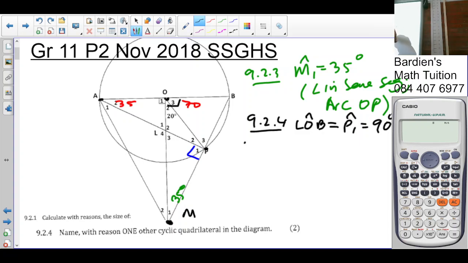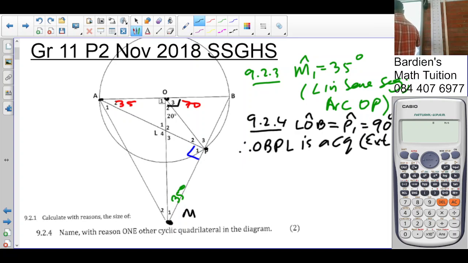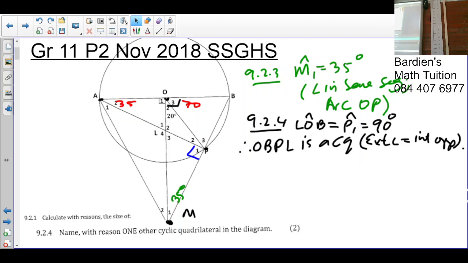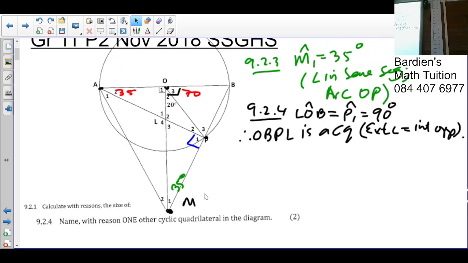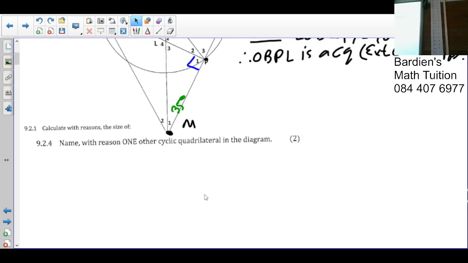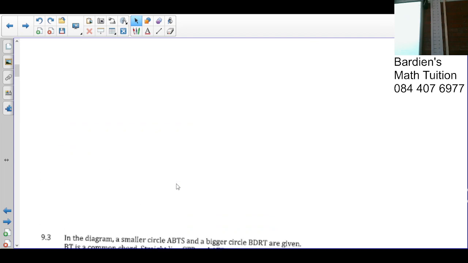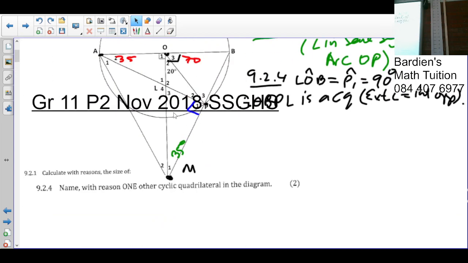Proven 90 now. So therefore, OBPL is a cyclic quad. Why? So the exterior angle equals the interior opposite angle. Just remember, when you're proving something is a cyclic quad, in this case do not say in your reason cyclic quad, because I'll be proving it's a cyclic quad in this case. Okay? So that's that. 2 marks. Alright, and that's it. Let's go to the next question.